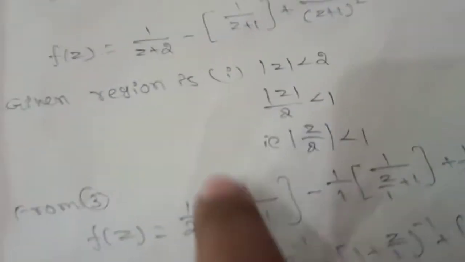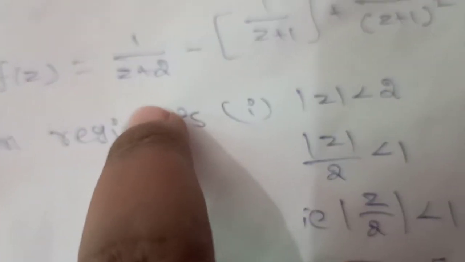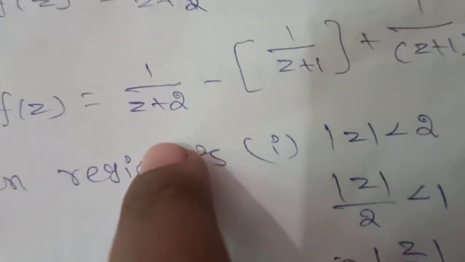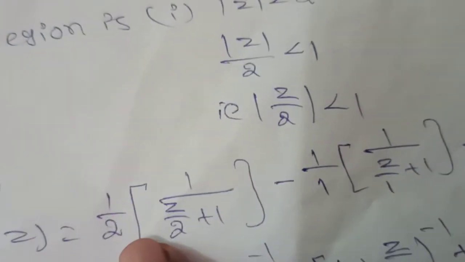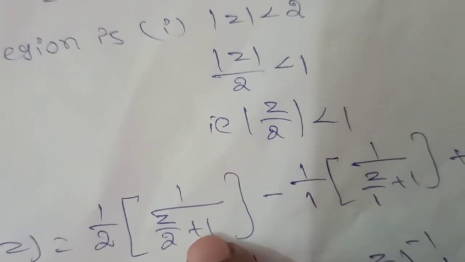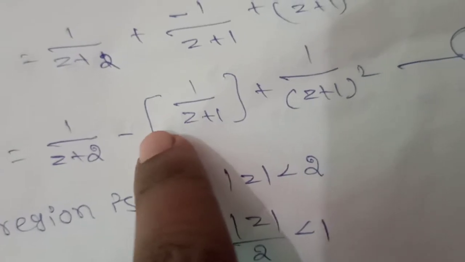Okay, so the 2 value taken outside means 1 by 2 into, what do you write in the bracket? 1 divided by z by 2 plus 1. I will write here 1 by 2 into 1 divided by z by 2 plus 1. Okay, next we go to the second term.